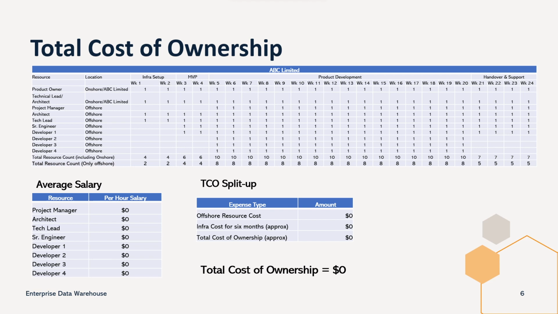On the right hand side, I am showing the calculated value of resource cost. It is only the offshore resource cost and infra cost for 6 months. The addition of the resource cost and the infra cost is equal to the total cost of ownership.